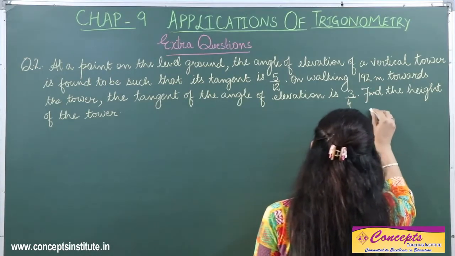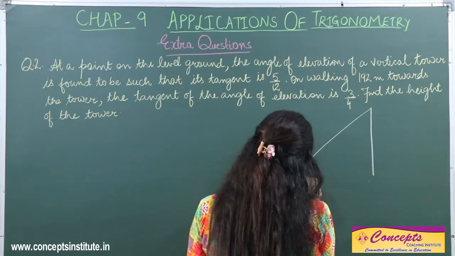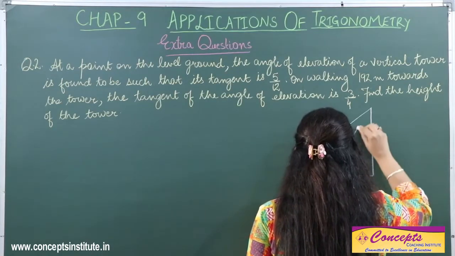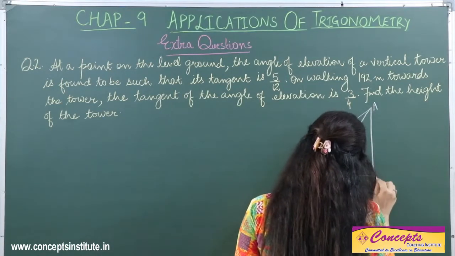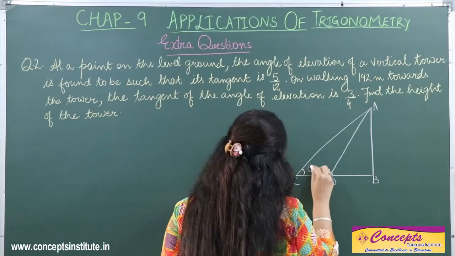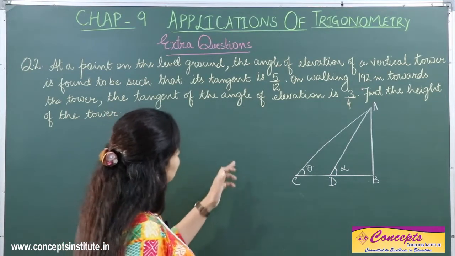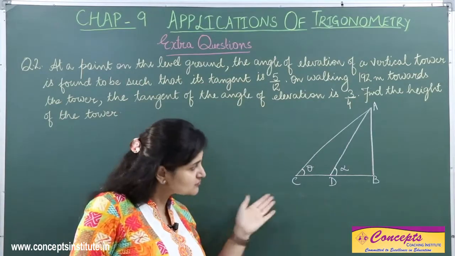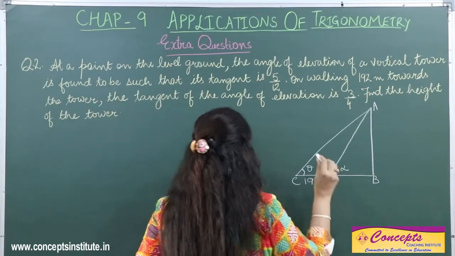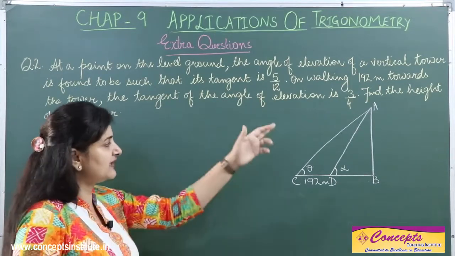First of all, let's make the figure in which I draw a tower, and then from 2 points the angle of elevation of the top of the tower is seen. So if AB is the tower and I am taking these 2 points as C and D, and I am taking this angle as theta and this angle as alpha. Now it is given to me that on walking 192 meters towards the tower, that means CD is 192 meters. Right? The distance CD is given to me as 192 meters, and I am supposed to find out AB.